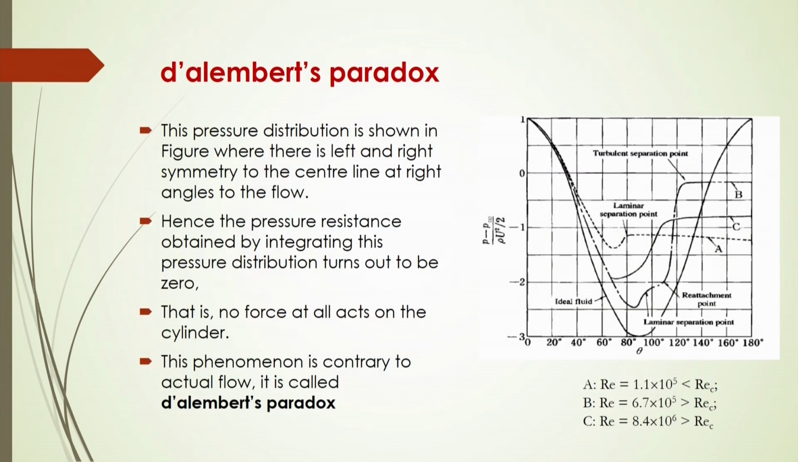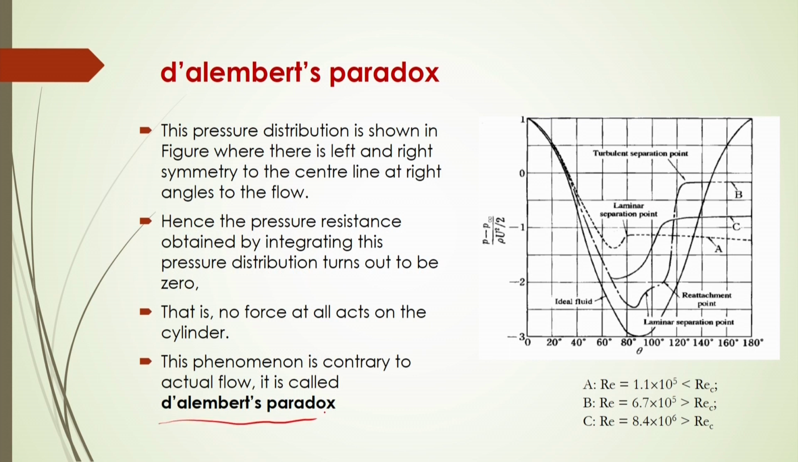And this pressure distribution is shown in the figure here, where there is a left and right symmetry about the center line at right angles to the flow. Hence, in this case the pressure resistance obtained by integrating this pressure distribution turns out to be 0, and there will be no force at all that acts on the cylinder. This phenomenon is contrary to the actual flow that was observed by this researcher, D'Alembert, and according to his observation, it is called D'Alembert's paradox here.